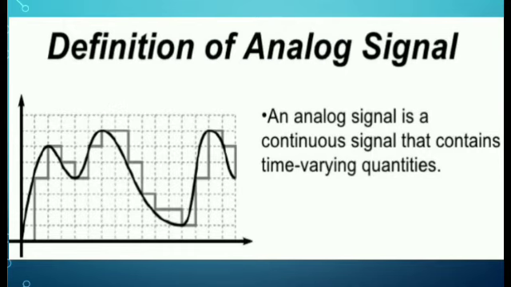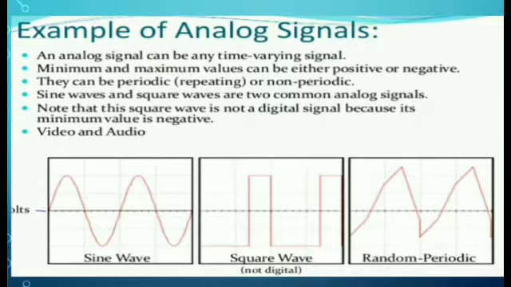And come to the definition of analog signal. See, this is the analog signal. An analog signal is a continuous signal that contains time-varying quantities. Next, examples of analog signals.